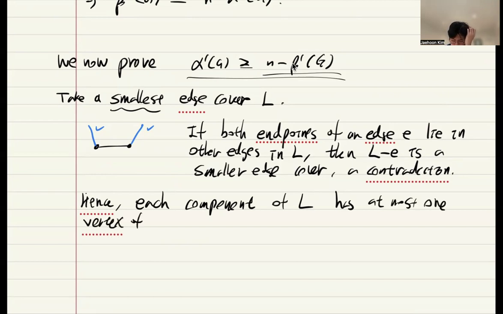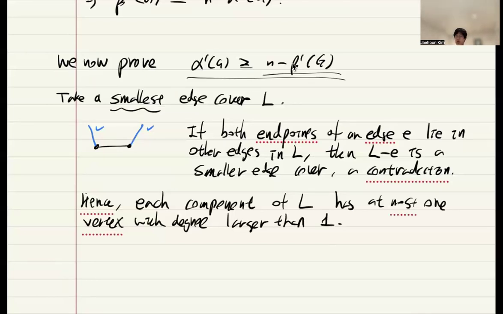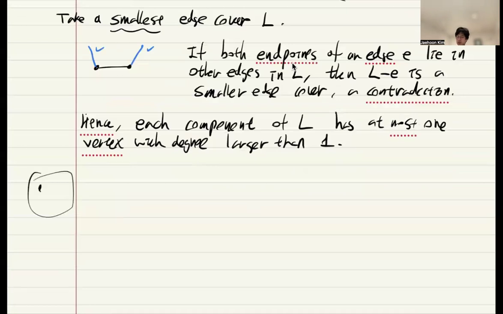of degree larger than 1. Why? If you have a component, then between every two vertices you have a path, right? If this has degree bigger than or equal to 2, and this has degree bigger than or equal to 2, you take a path between them. Then what happens?